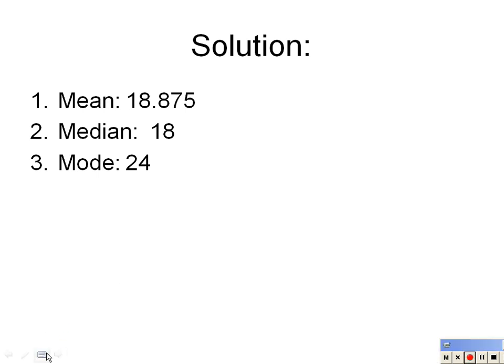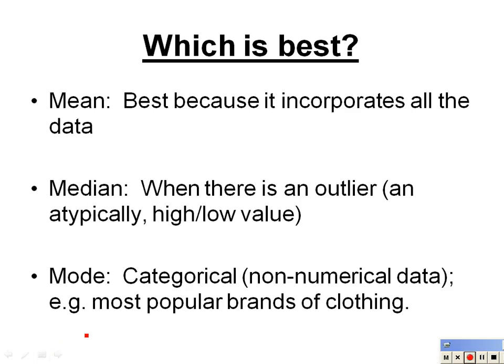So why do we have 3 different ways to calculate the average or the middle number? Well, because sometimes one is better than the other. Now typically the mean is the best, not always, but usually, because it uses every number. You have to add every number in and divide by how many numbers there are. The median is helpful when there's a strange number that's really, really high or really, really low.